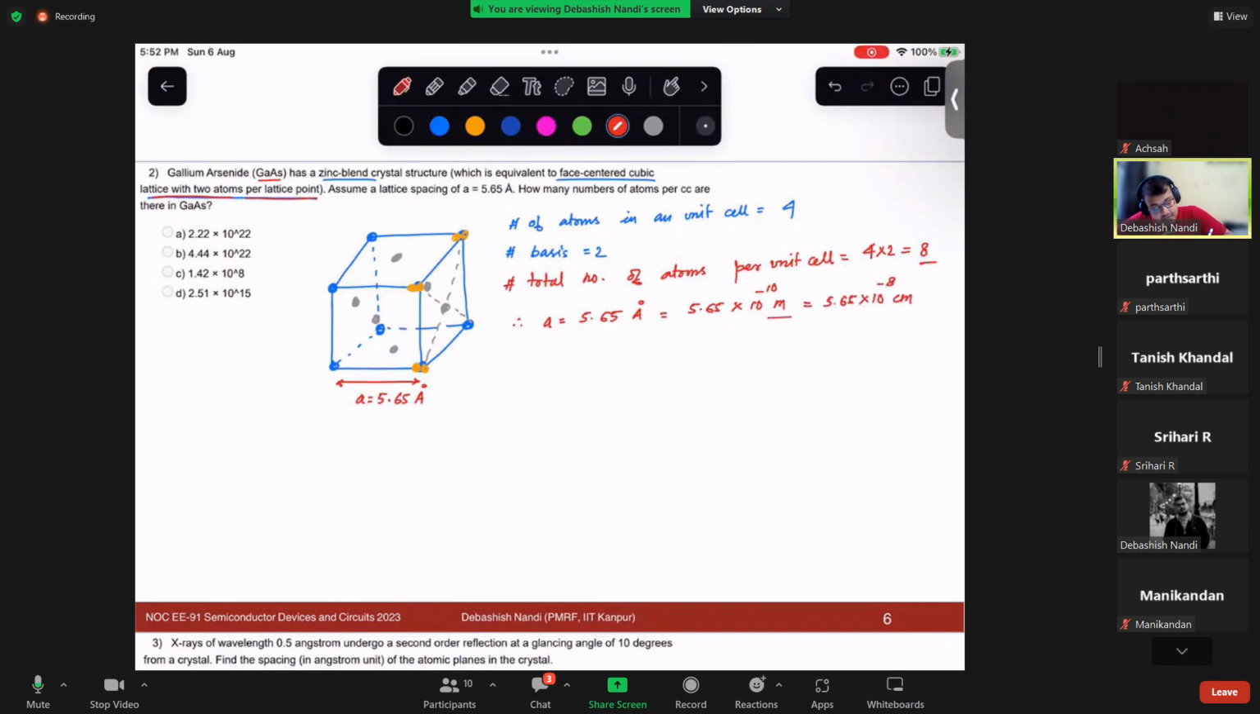Okay, this is meter, this is centimeter. Angstrom to centimeter is 1e minus 8, that means 10 raised to minus 8. By the way, remember these notations also: 1e10 means 10 raised to 10. So these are the scientific notations.